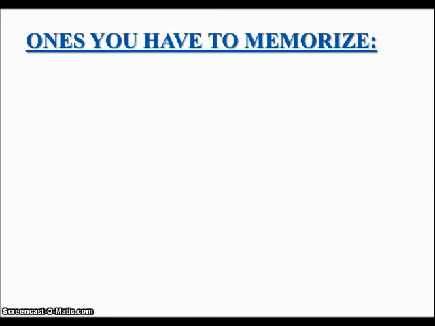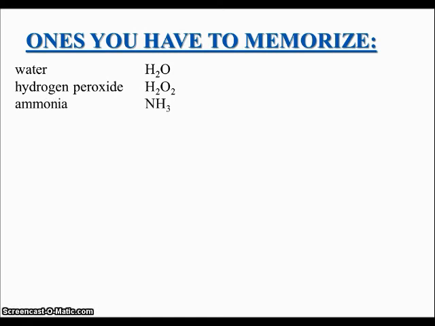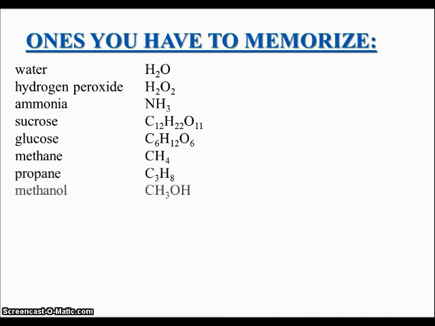One last point before you go and practice your naming. There are no rules in Science 10 for the compounds and formulas you have to memorize. Make cue cards or a self-quiz and practice to know water, hydrogen peroxide, ammonia, sucrose, glucose, methane, propane, methanol, ethanol, and hydrogen sulfide. You also have to memorize the molecular elements.